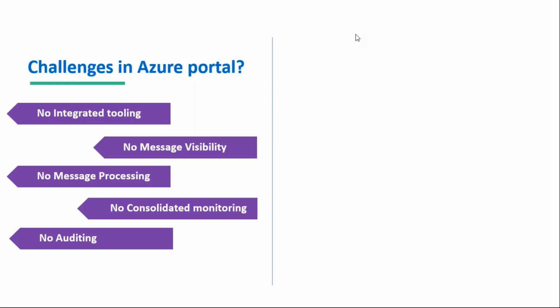And no message visibility. Though it handles the business critical messages in an effective way, there is no message visibility in Azure Portal. And next one will be no message processing. When there is a problem or outage at the receiver end of the queue, there would be a need of processing those messages to some other service bus queues or topics, which is not possible with Azure Portal.